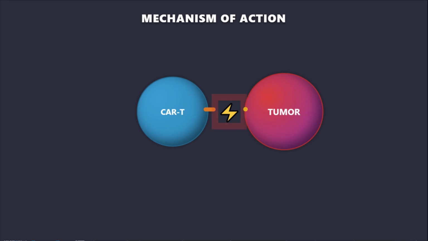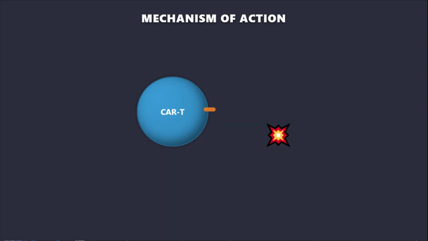This binding event triggers the clustering of the chimeric antigen receptors and the subsequent activation of the intracellular CD3 zeta and costimulatory domains. The activated CAR T-cell initiates cytotoxicity by rapidly releasing lytic granules containing perforin and granzymes. Perforin creates pores in the target cell membrane, allowing granzymes to enter the cytoplasm. Granzymes then induce caspase-mediated apoptosis, leading to rapid and targeted tumor cell destruction.